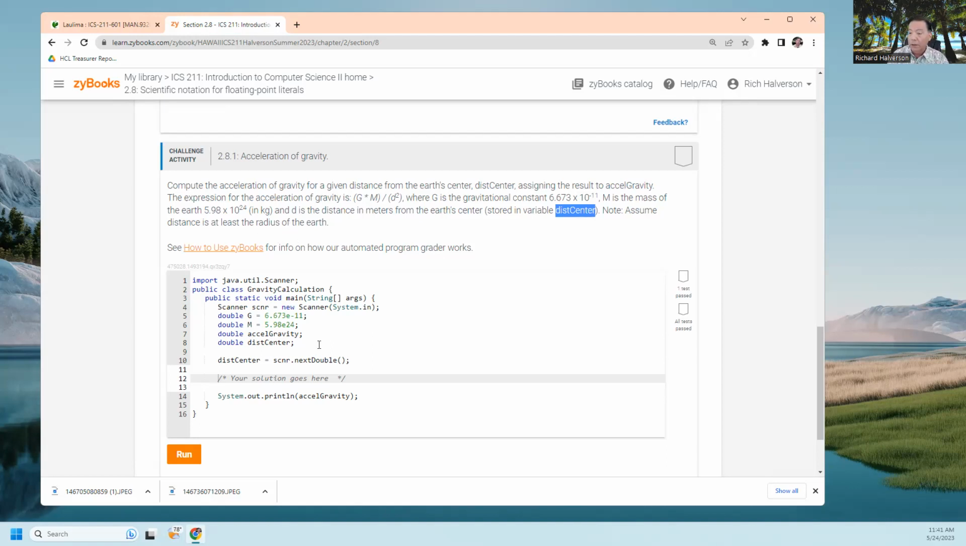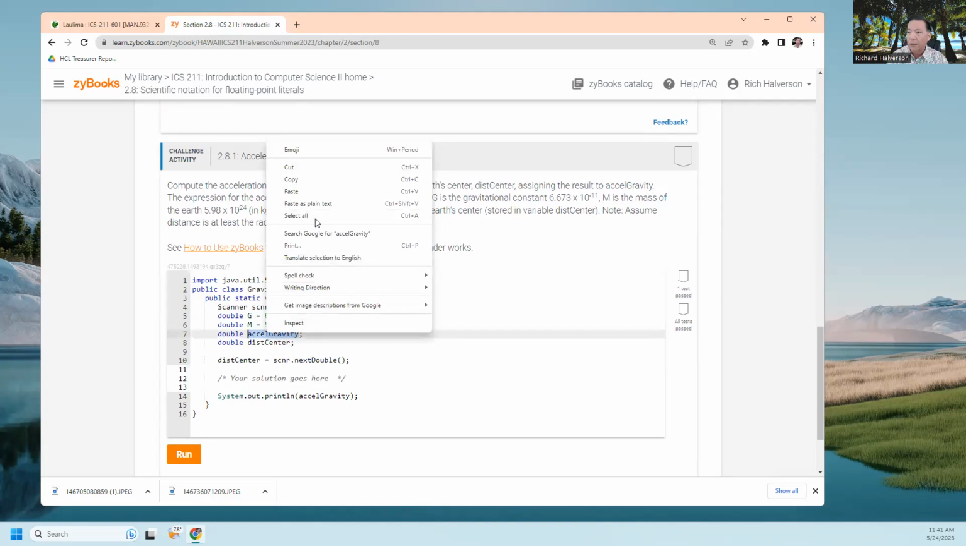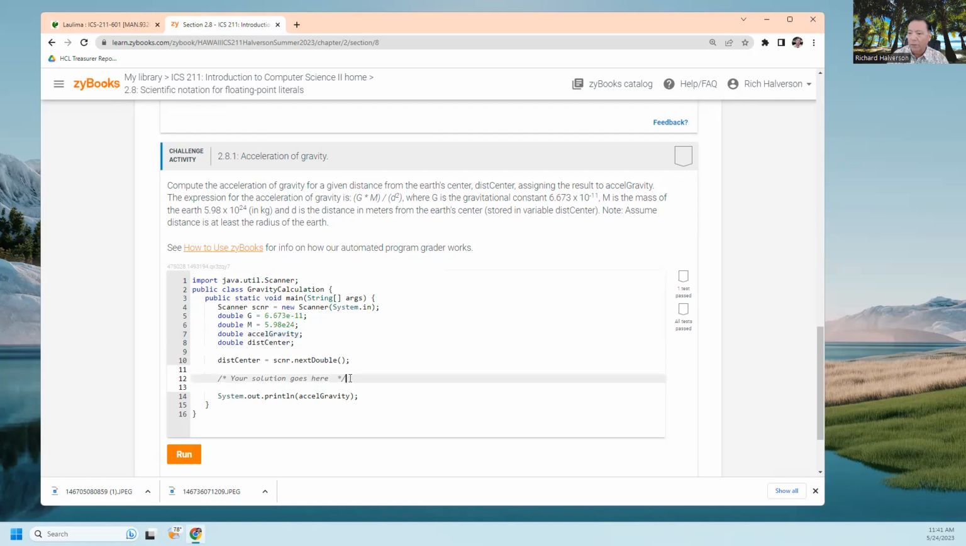Well, that makes sense. All right, it looks like we have to calculate the acceleration of gravity. This is all confusing to me, but I'm just going to do it mechanically here. Let me copy this somehow, and my code starts here.